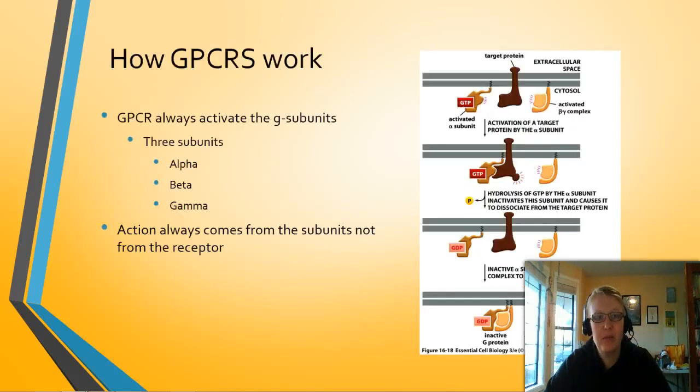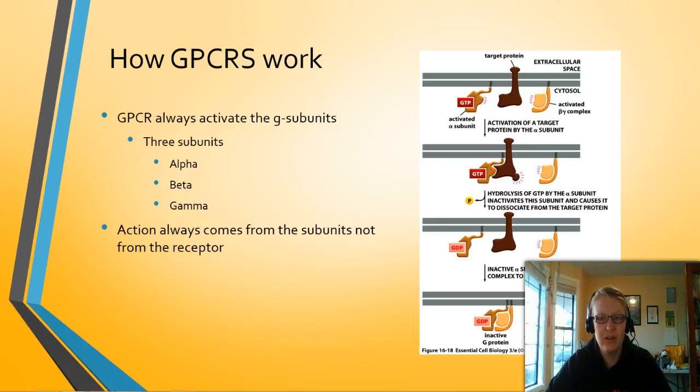So let's look at an example of how these work. Just like I talked about, the GPCRs are always going to activate the G subunits. Once again, we have 3 subunits: alpha, beta, and gamma. Remember, beta and gamma are always a partner. These actions are always going to come from the subunits and not the receptor. That green receptor we just talked about only passes along the signal. It just begins the signal transduction pathway.